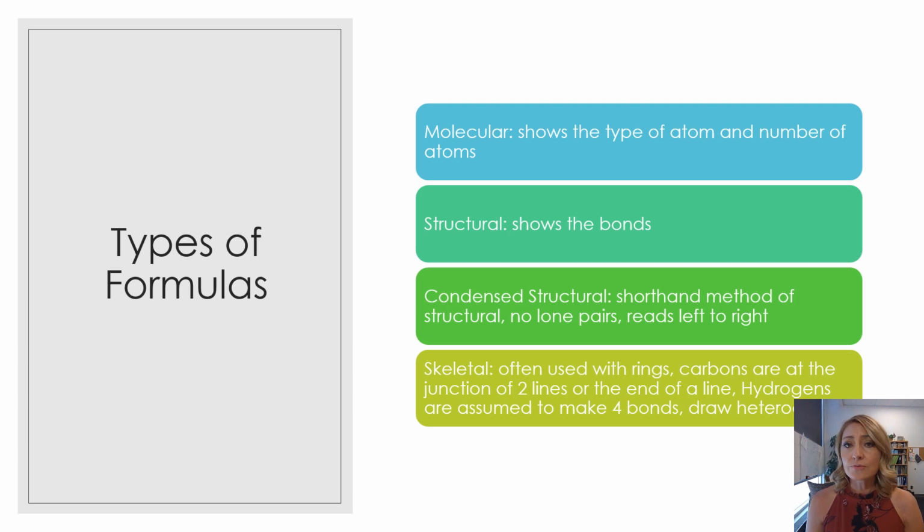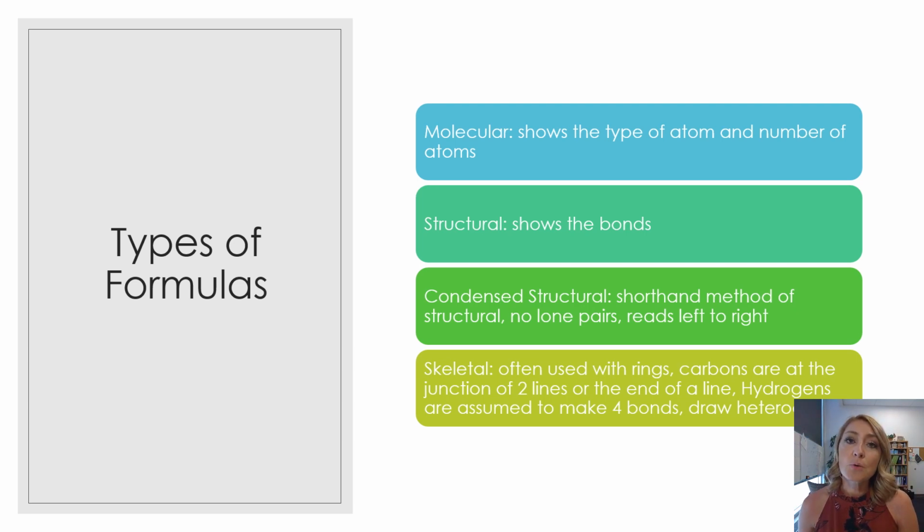Condensed structural formulas seem to be the favorite for textbook makers for pre-nursing students. You're going to see this the most. This is a shorthand method of structural formulas. We don't show lone pairs, and we read it from left to right on the paper.